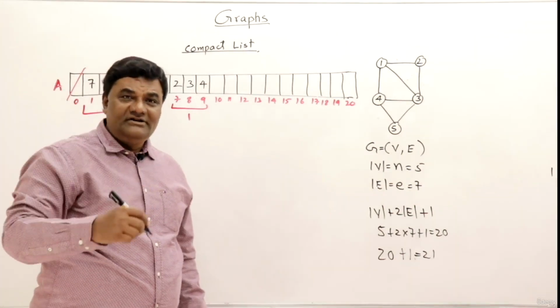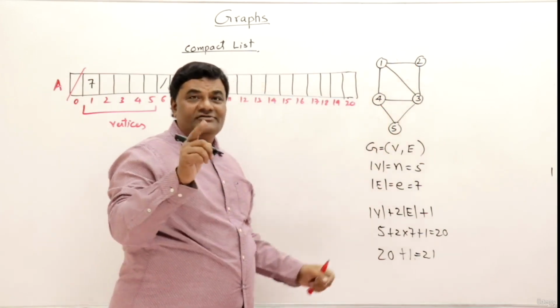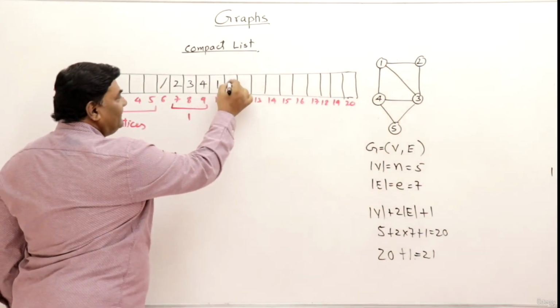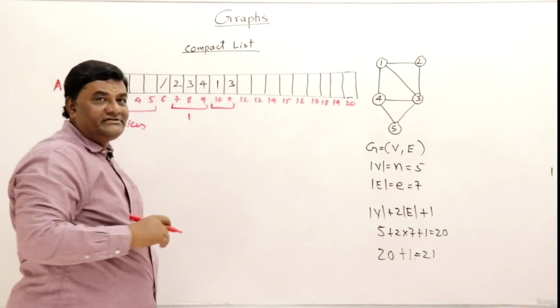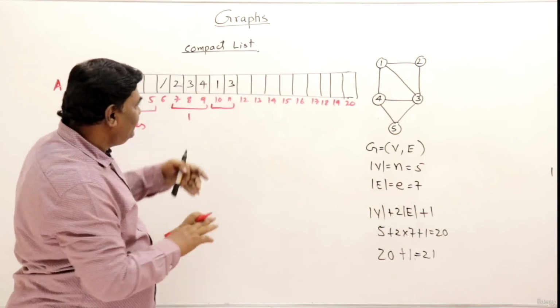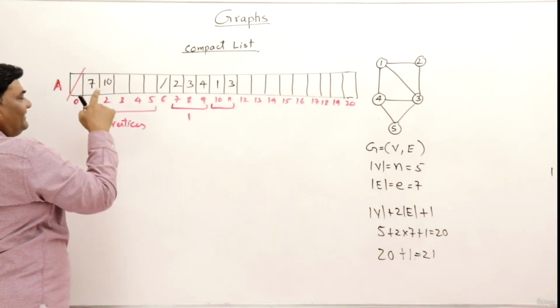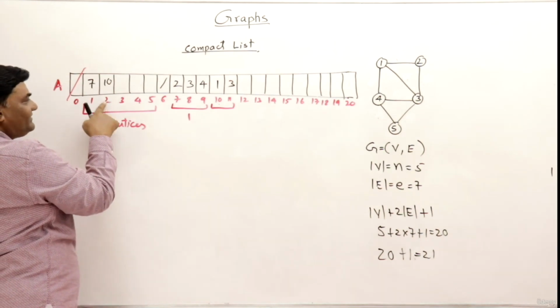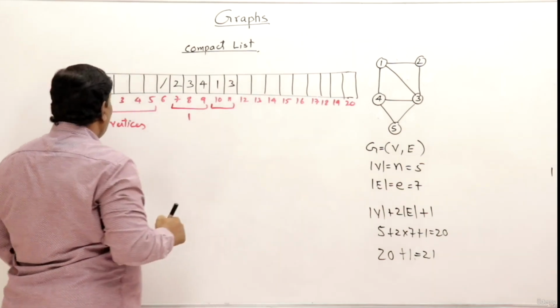Now let us take other vertices. For vertex 2, the adjacent vertices are 1 and 3. So I'll mark them 1 and 3. These are from 10 to 11 only, just 2 places. So that is starting from 10. So index 10, I will write here. This means that the adjacent vertices of vertex 2 are starting from index 10 onwards. So 10 and 11, they are ending at 11.